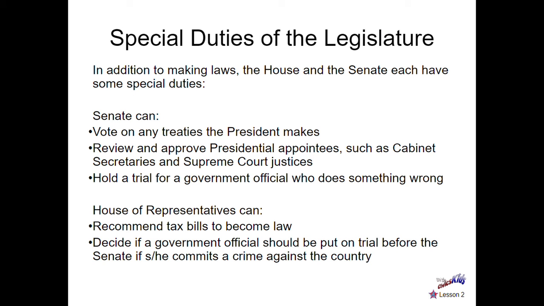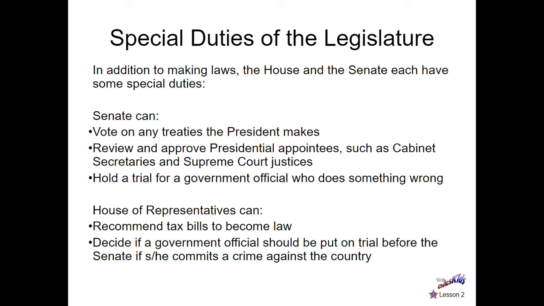What are some of the special duties of the legislature? In addition to making laws, the House and Senate have some extra duties. The Senate is the one that's going to ratify, or vote in, a treaty that the president passed. So the president passes a nuclear agreement with China. The Senate has to agree to ratify it before it goes into effect. If the Senate does not agree to ratify it, like the League of Nations after World War I, which Woodrow Wilson supported, it was never ratified. The Senate said, no, we're not doing it.